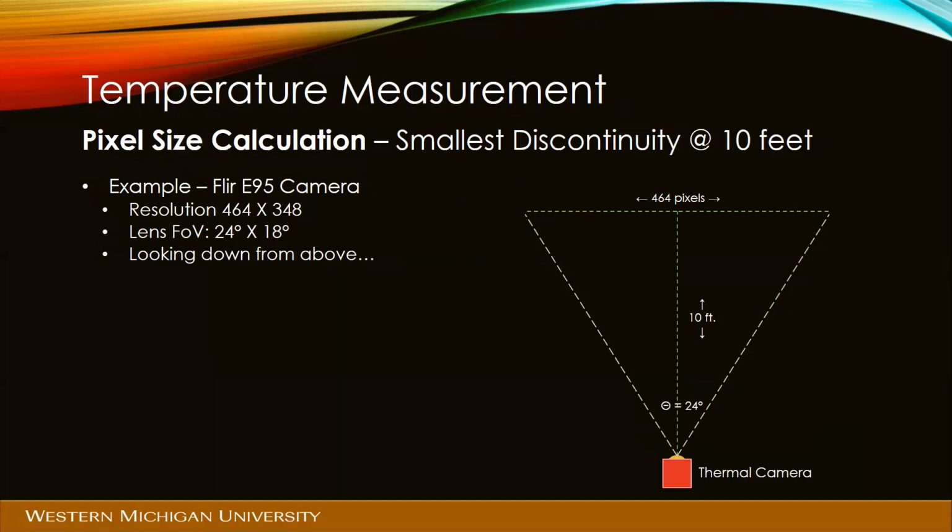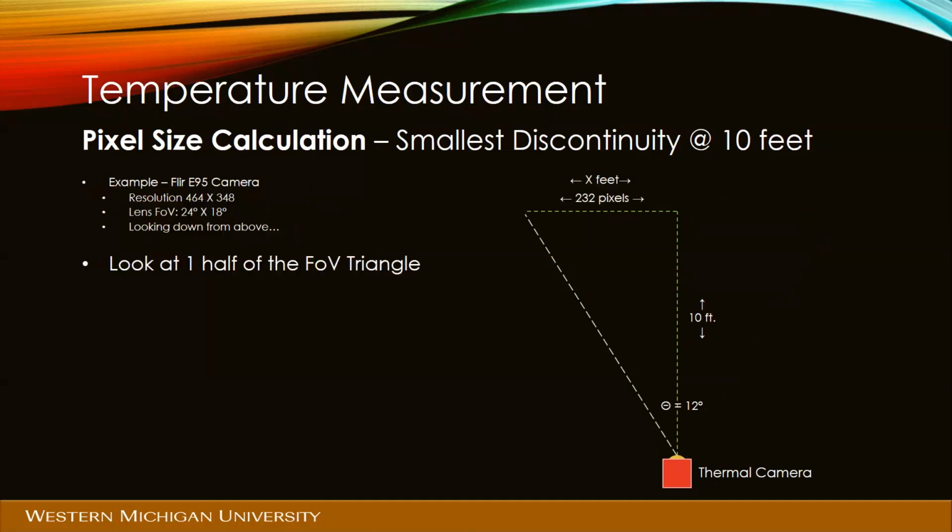Anyone have an idea for how we start? SOHCAHTOA. Okay, so trigonometry is important. So let's look at just half of our triangle, okay? Because we have to have that right triangle in order to do trigonometry. So 232 pixels, we're 10 feet away. First thing we have to figure out, how wide is this 232 pixels? How do we find that? What is it?